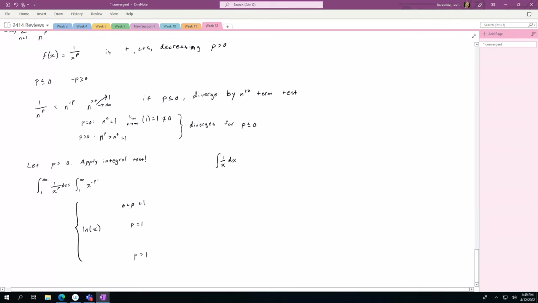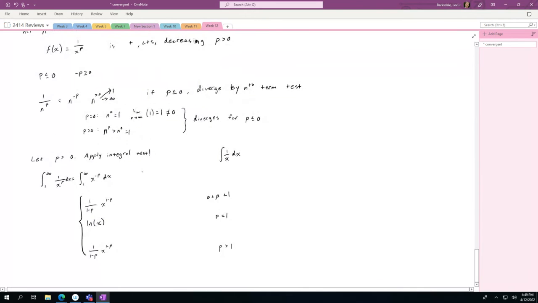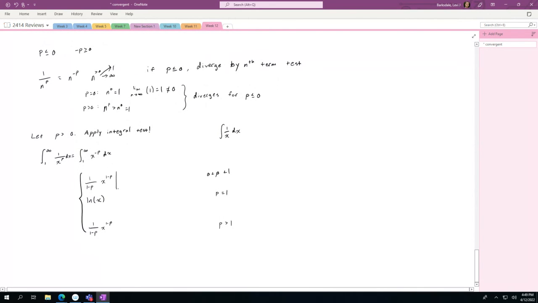I'm going to rewrite this as x to the minus p. So then I increase my power by 1. Negative p plus 1 is the same as 1 minus p. And then I need to multiply by the reciprocal of my power, right? And technically, I actually have the same thing when p is greater than 1. But you'll remember in each of these cases, what I'm going to need to do is evaluate the limit as n goes to infinity, or as x goes to infinity, right?